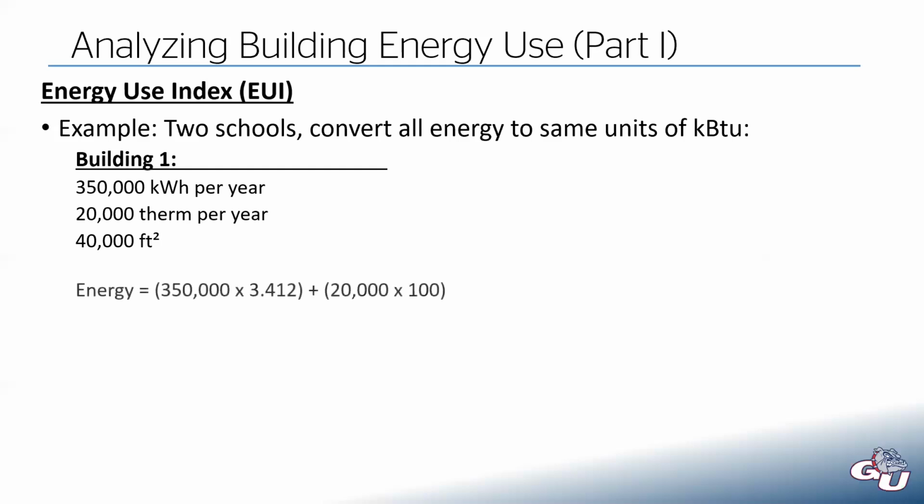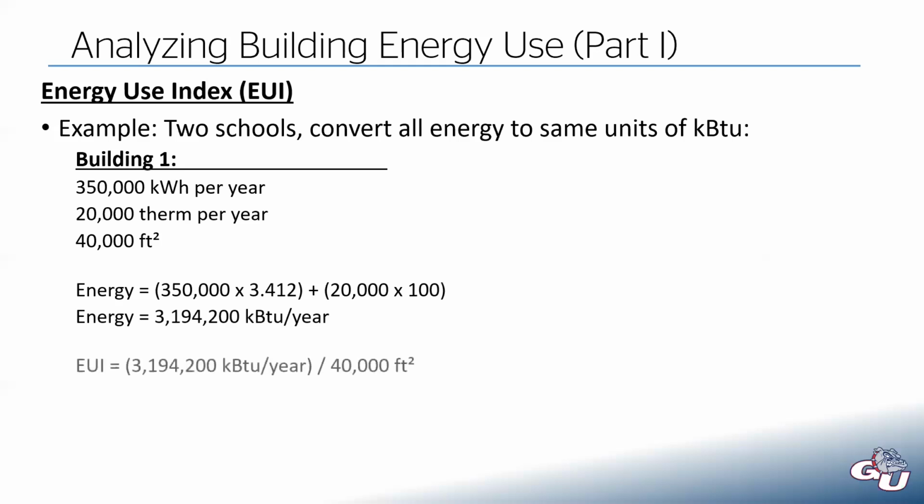So for the EUI calculation, we have to convert into equivalent units into kBTUs, which these are the multiplication factors to get our electricity and gas into kBTUs. So the total energy used here is about 3.2 million kBTUs per year. Divide that by the area of the building, 40,000 square feet, and we get an EUI of about 79.9 kBTU per square foot per year.